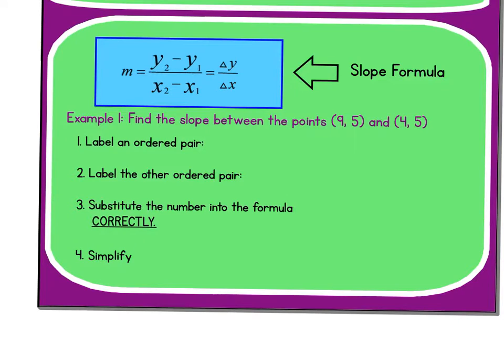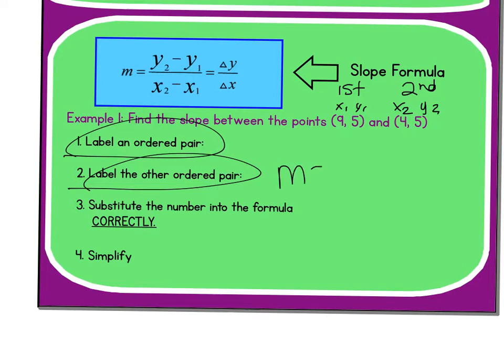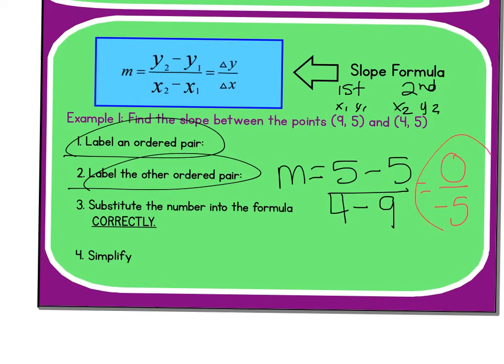The next one, label an ordered pair. Here's my first point. Here's my second point. We have our x1, our y1, our x2, and our y2. So we've labeled. Now we're going to substitute in. M equals y2, 5, minus y1, 5, over x2, 4, minus x1, 9. 5 minus 5 is 0. 4 minus 9 is negative 5. When 0 is on the top, it's a 0 slope because negative 5 fits into 0 0 times.